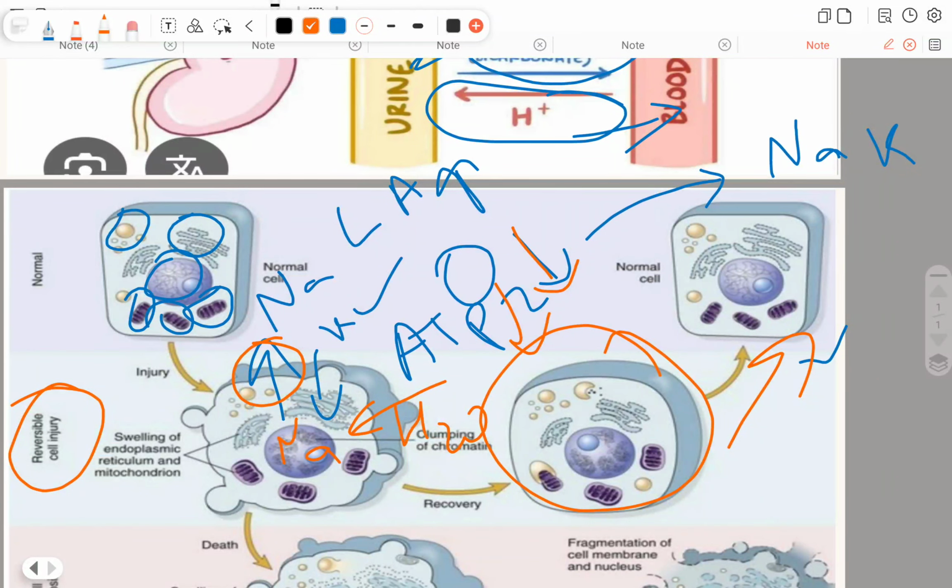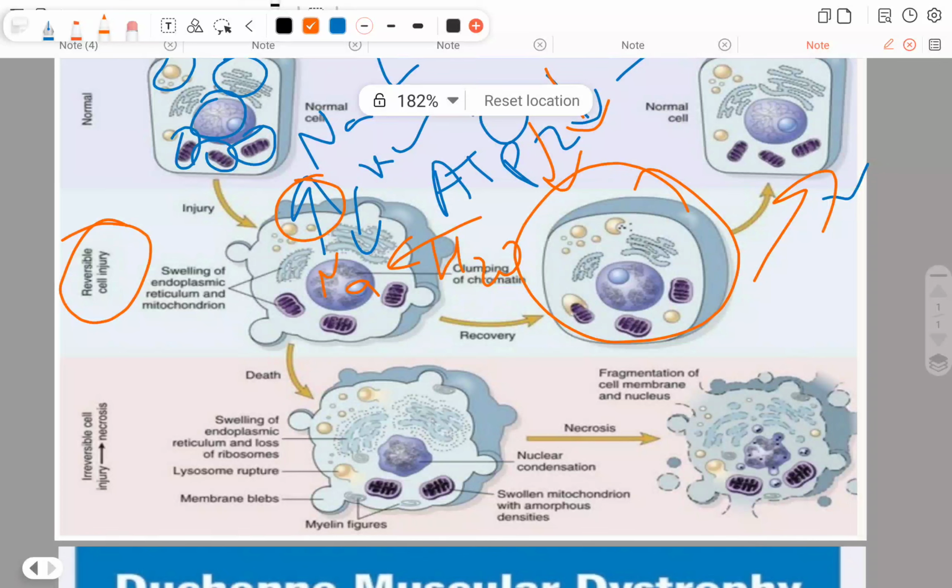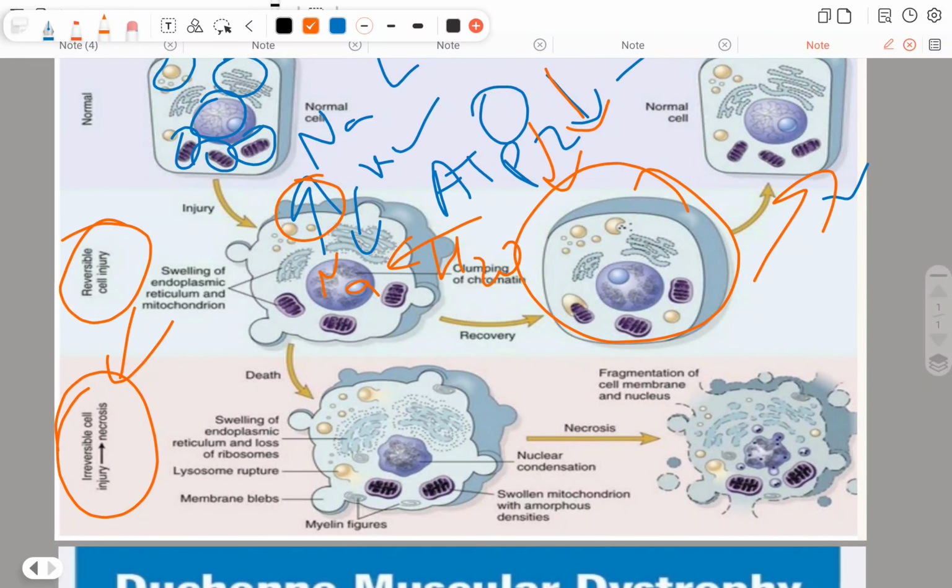That's a reversible injury. But if the oxygen deprivation continues, the reversible injury will change to irreversible injury. It's a necrosis of the cell. The net result is that there is no normal cell in our organism. Look at that. And if the swelling continues, there is some kind of dysfunction of the other organelles.